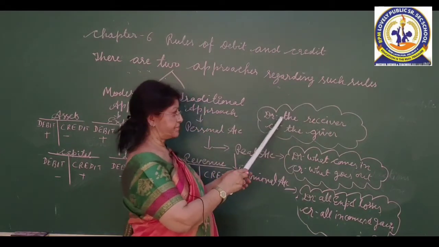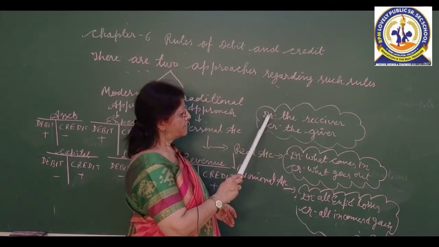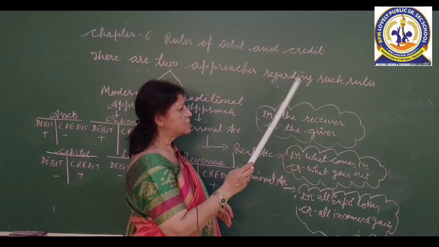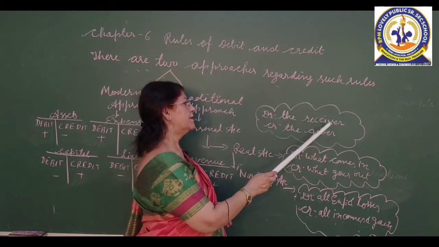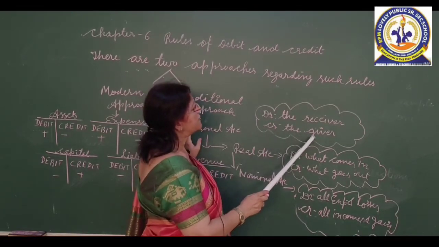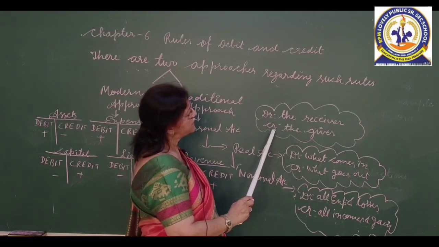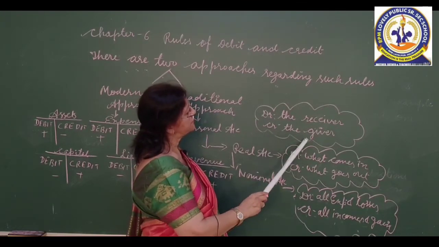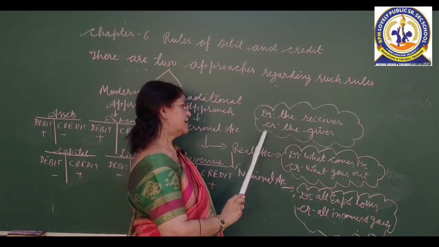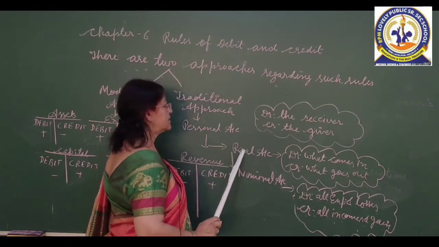For example, sold goods to Mr. Manoj. We are going to sell goods to Mr. Manoj. So Manoj's receiver will be debited. Now credit the giver. Mr. Rajesh is giver. If we are purchasing goods from Rajesh, Rajesh is giver. So giver will be credited. We have to credit Rajesh. Next account, real account.